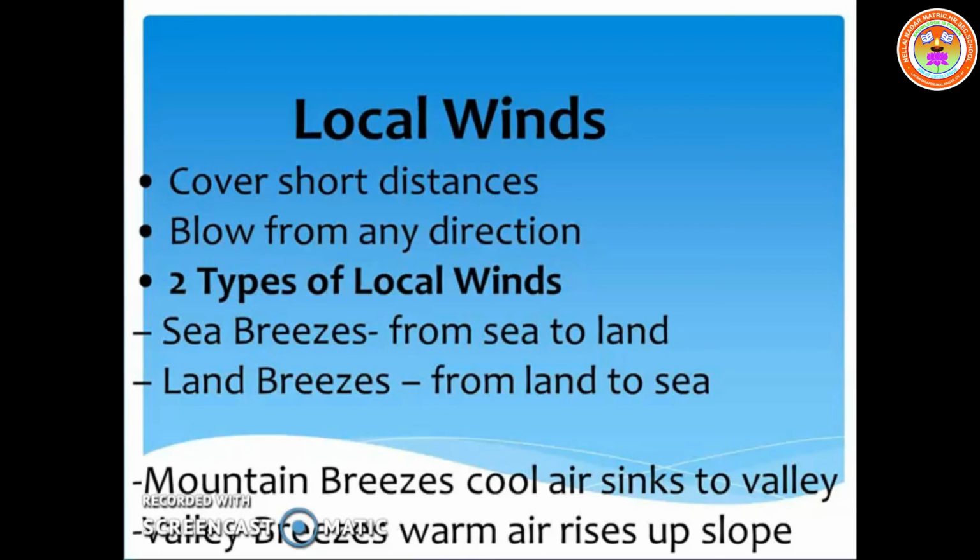Foehn in the Alps mountains in Europe, Sirocco on the north coast of Africa, Chinook in the Rocky Mountains of North America, Loo in the Thar Desert of India, Mistral in the Mediterranean Sea in France, Bora in the Mediterranean Sea in Italy. These are the different names of local winds in the different areas. So local winds blow only in a particular locality for a short period of time.